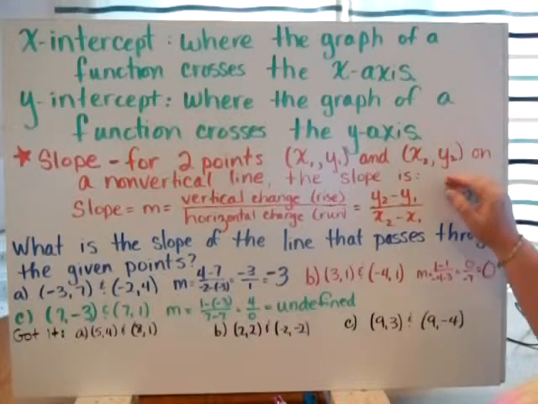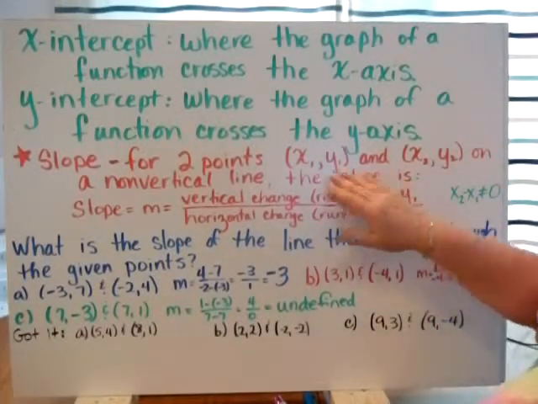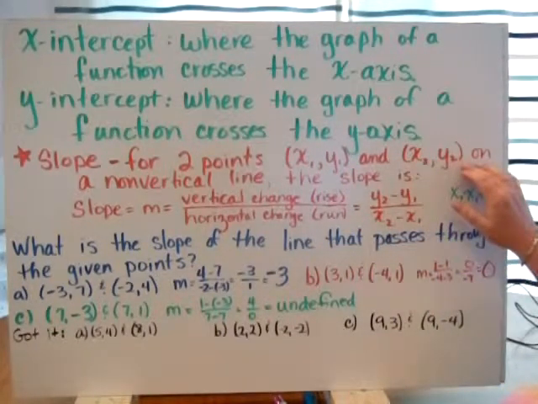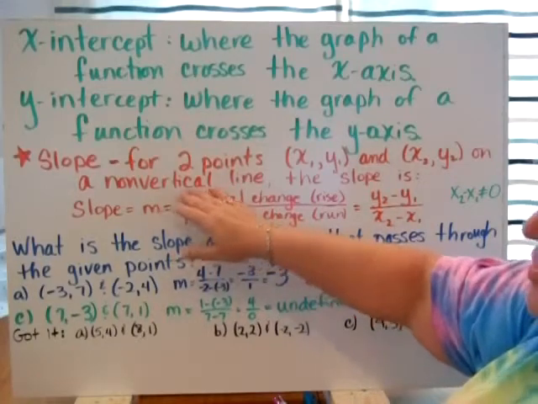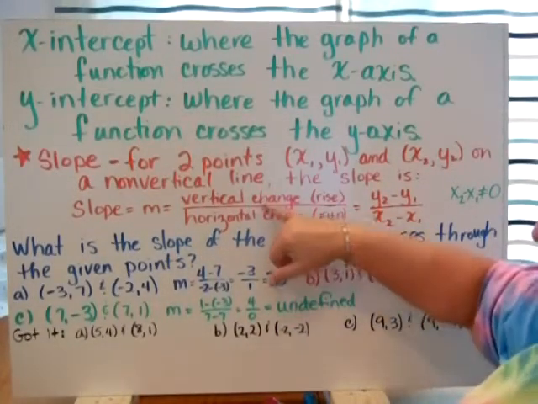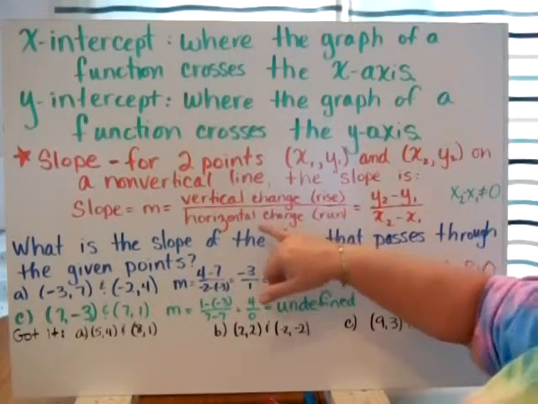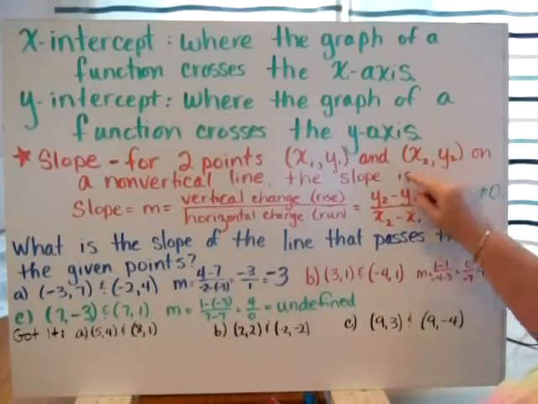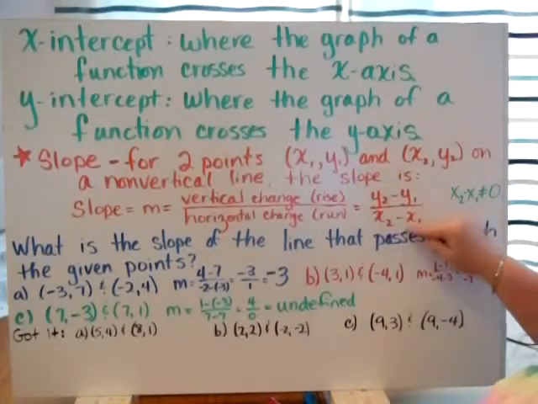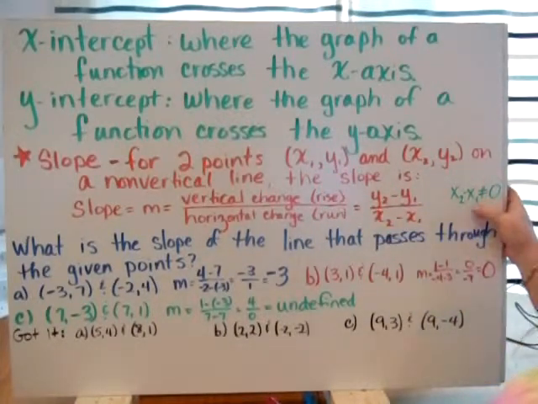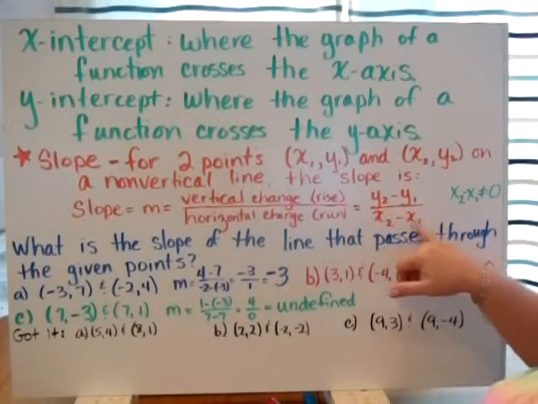An important point for you to remember: for 2 points, x sub 1 and y sub 1, and another point, x sub 2, y sub 2, on a non-vertical line, the slope can be found using this equation. The vertical change, which is your rise, over the horizontal change, which is the run, are y sub 2 minus y sub 1 divided by x sub 2 minus x sub 1. And it tells us that x sub 2 minus x sub 1 cannot equal 0 because we're not allowed to divide by 0.